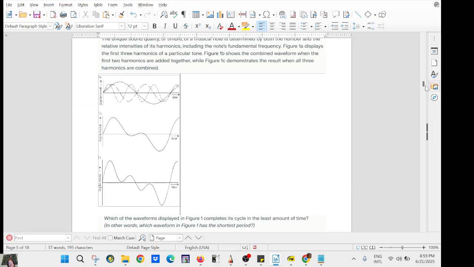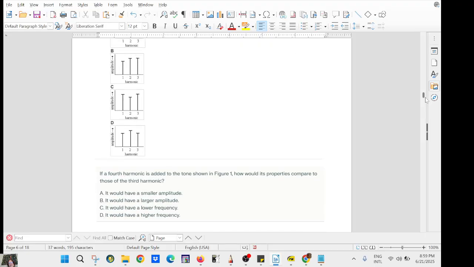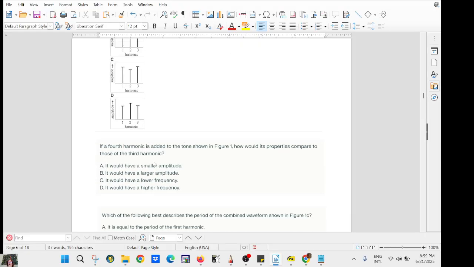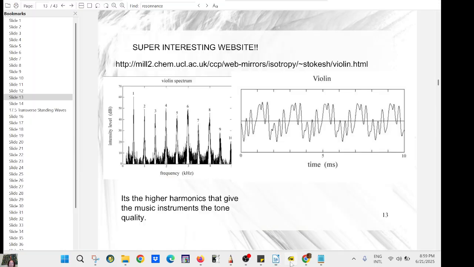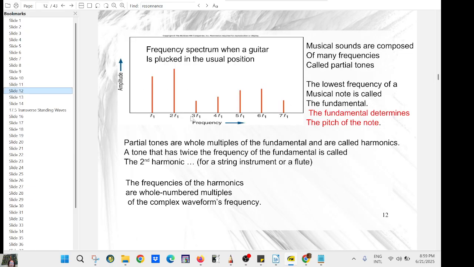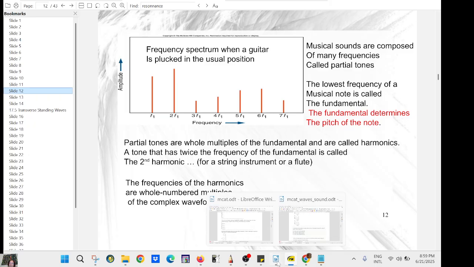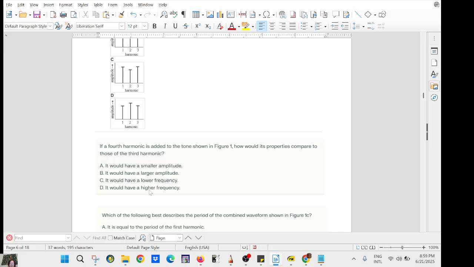Okay, so you can pause the video and check that on your own. So if you have a fourth harmonic, you don't know what its amplitude will be, right? The amplitude we don't know. Because again, if you look at the guitar here, the fourth harmonic could have a smaller amplitude and the fifth harmonic a larger amplitude, so we don't know. But what we know is that the frequency will be higher.